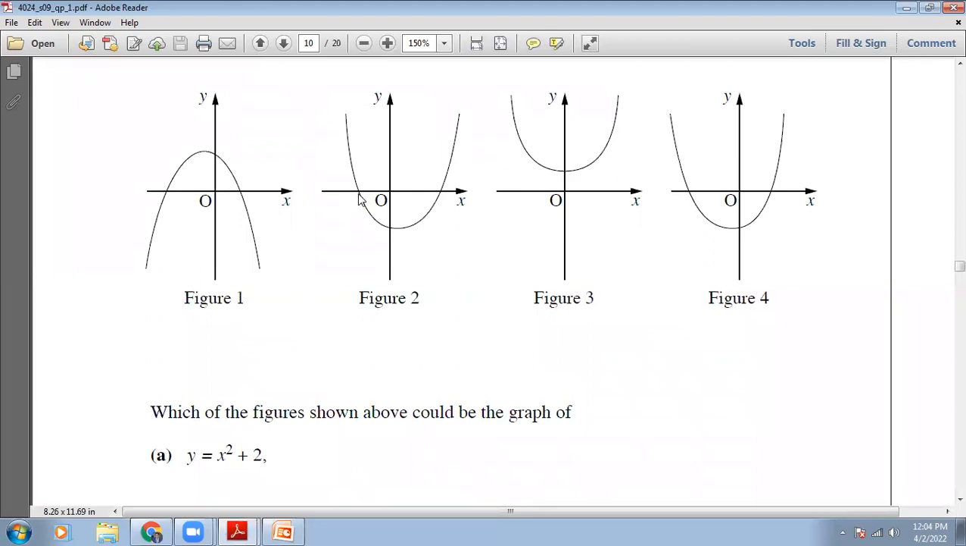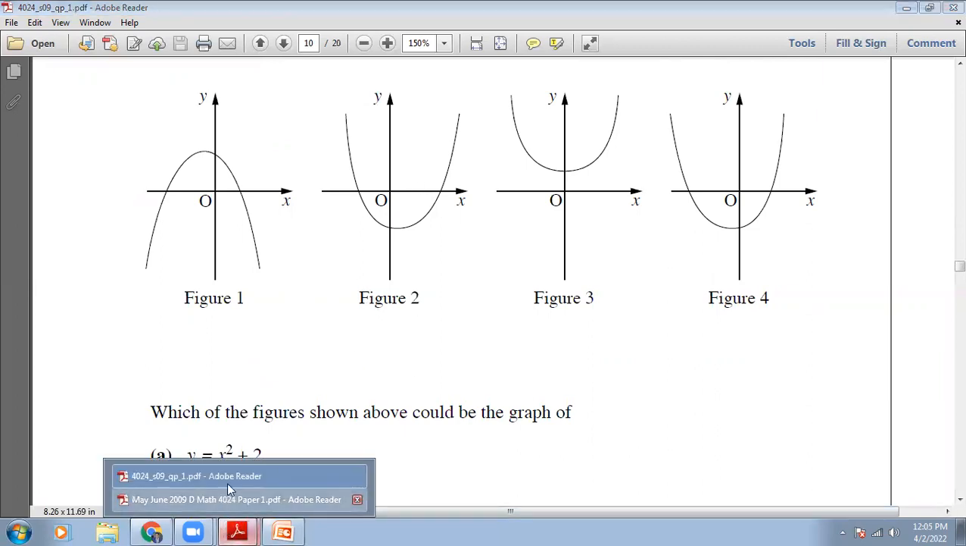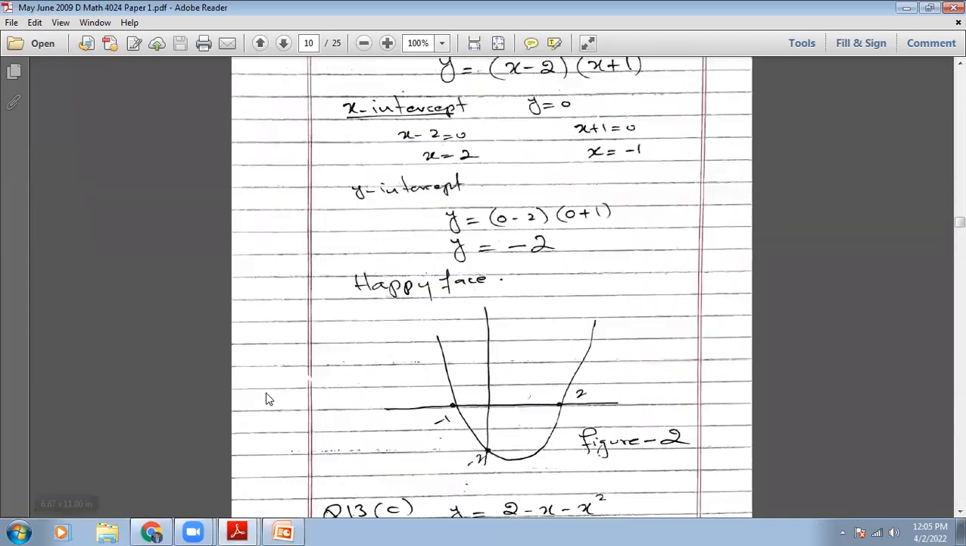But you see, this looks like minus 1 and this looks like minus 2, so this is the answer. This looks like minus 1 and this looks like positive 2. This cannot be minus 1. So if you're comparing, we have to use a lot of common sense here. So figure number 2 will be the answer. Let me check what I have written as the answer. Yeah.